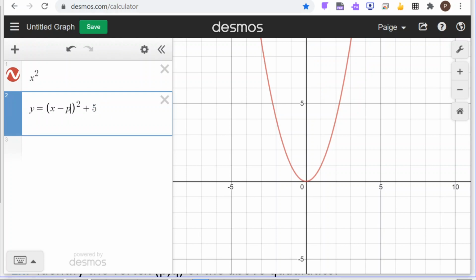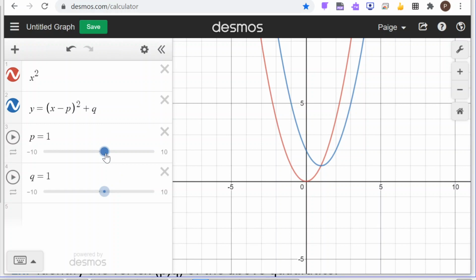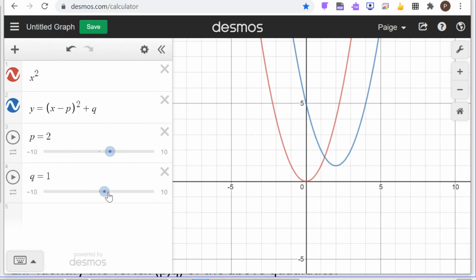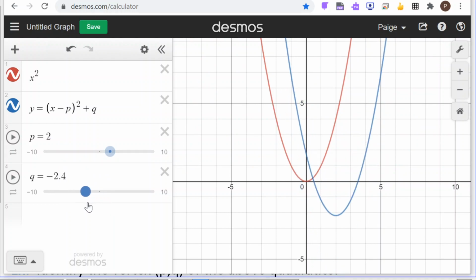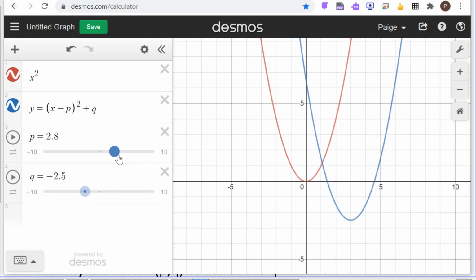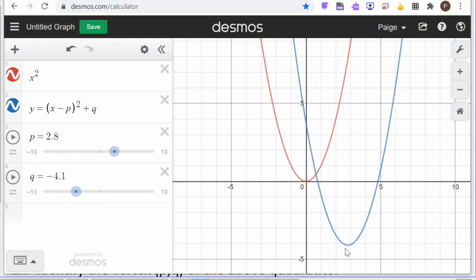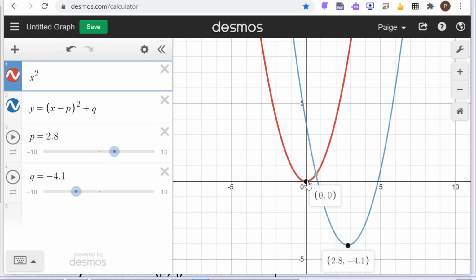And again, if I wanted to do a general case here, I can move P and Q around, right? P moves us left and right. Q moves us up and down. And if I move both, it's telling me where my vertex is, right? P is 2.8, Q is negative 4.1. Notice that's where my vertex ends up because I'm moving it from that original point of 0, 0.